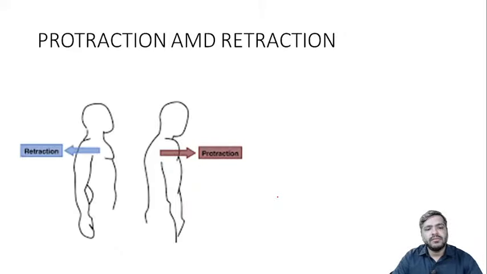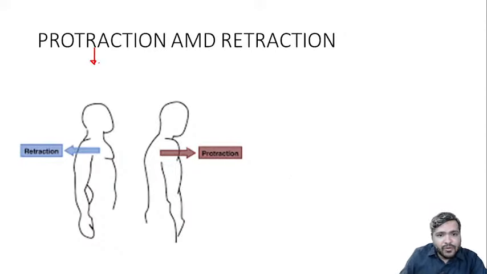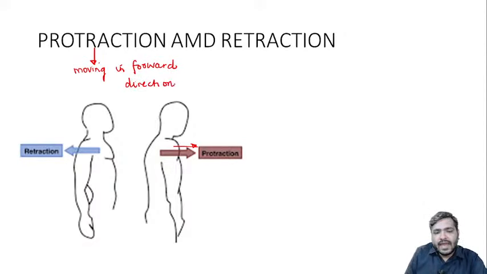Apart from that, two more movements, that is protraction and retraction, guys. Protraction basically means moving of the shoulder in the forward direction. So protraction simply means moving in the forward direction, and retraction basically means moving in the backward direction.